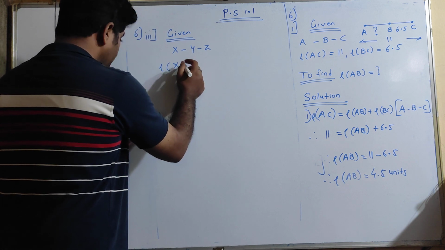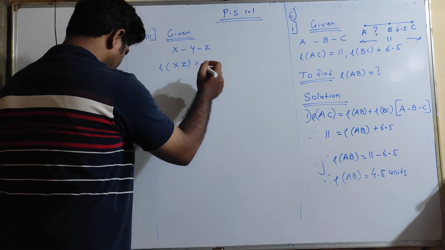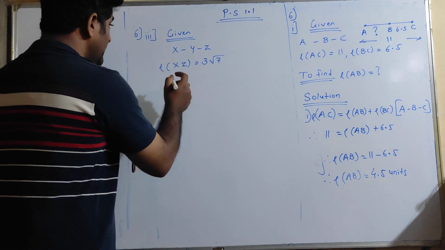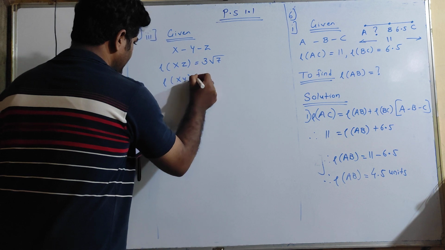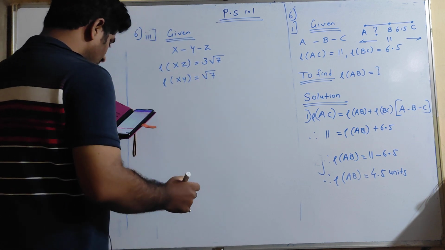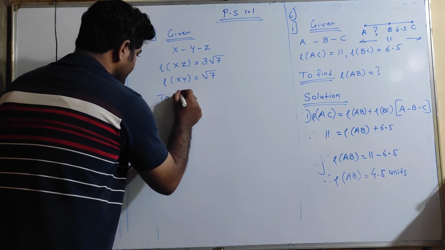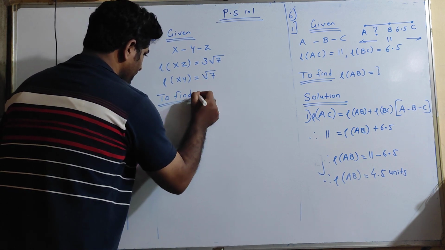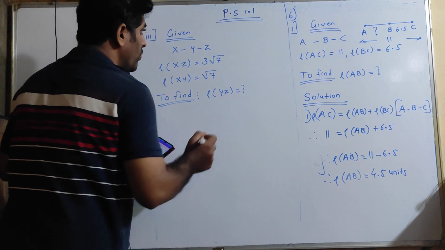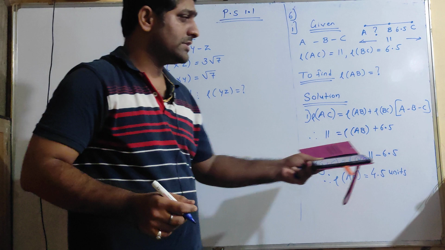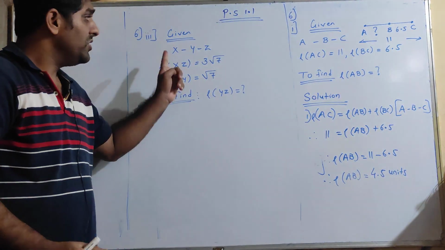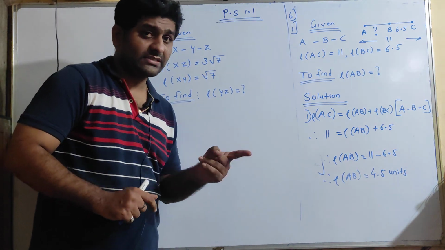Length of xz is 3 root 7. Length of xy is root 7. Asked you to find length of yz. Correct students? So let's discuss this sum. Now as you know students, first thing we have to sketch the figure for this. So let us sketch the figure.